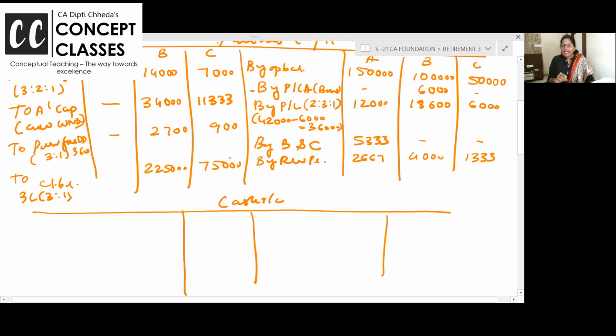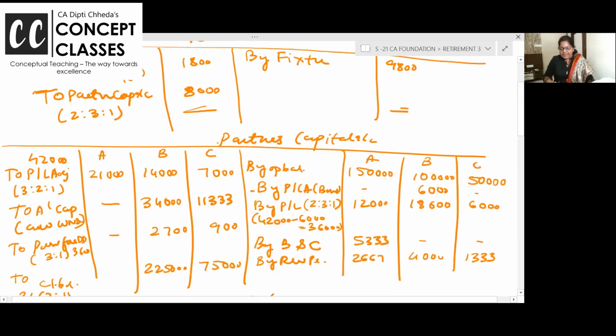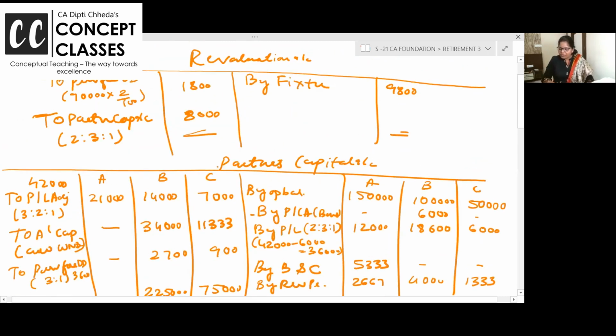Actually, we should close A first. We will do that. But A will also be paid by B. But closing balance we want this much. Okay, so better first we close A. Is revaluation account clear to all of you?